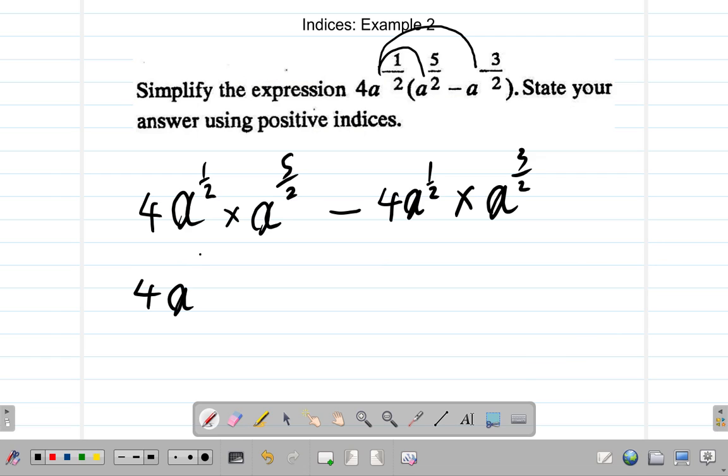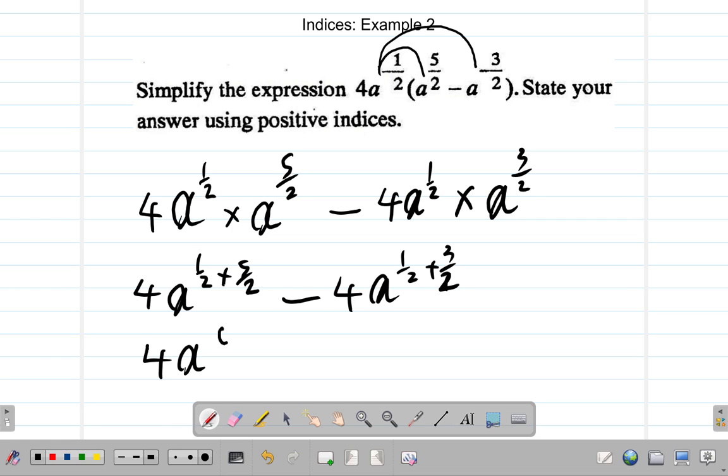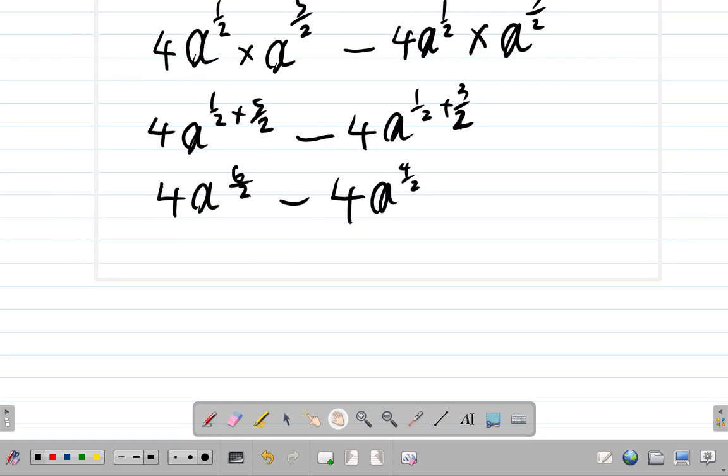So you have 4a to the half, 1 half plus 5 halves, minus 4a to the, you add the indices, 1 half plus 3 halves. Alright? So it's 4a to the 1 half plus 5 halves gives you 6 halves, 6 divided by 2, minus 4a to the 1 half plus 3 halves gives you 4 halves, 4 over 2. So what you have here is 4a to the power of 3, 6 divided by 2 is 3, 4a cubed. Right? Minus 4a to the power of 4 divided by 2 is 2.